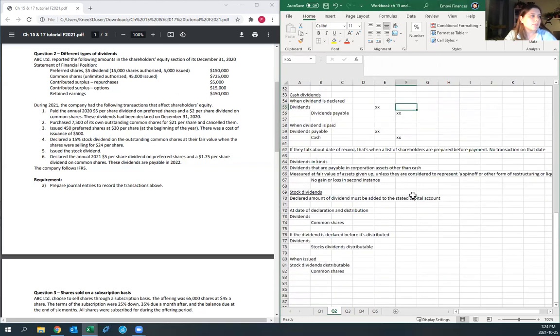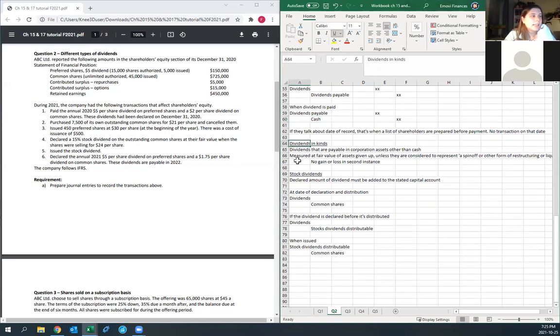For cash dividends, when dividends are declared, you credit dividends payable, and when the dividend is paid, you debit dividends payable and credit cash. They might talk about a date of record. That's in between the two, when you look at the list of shareholders, and you have to give that before you pay any dividends. You don't have any transaction on that date.